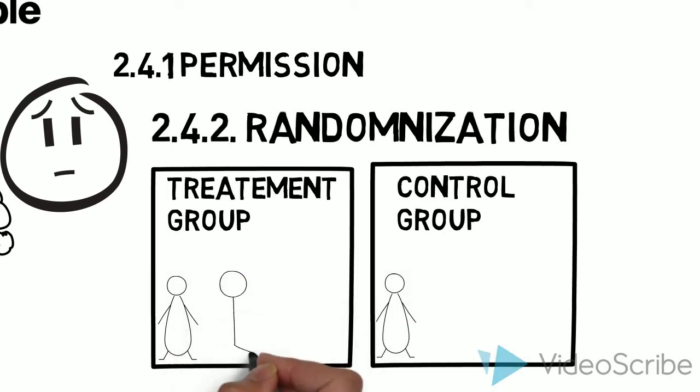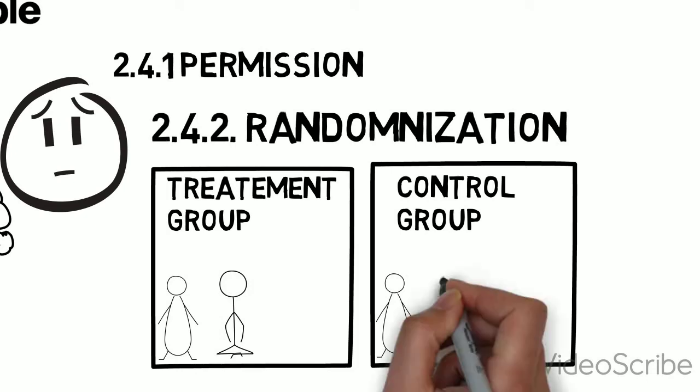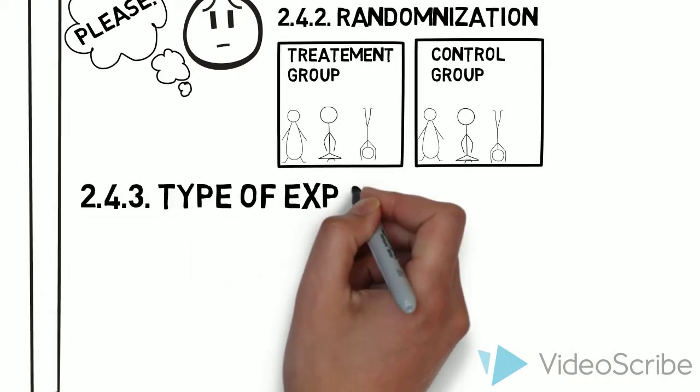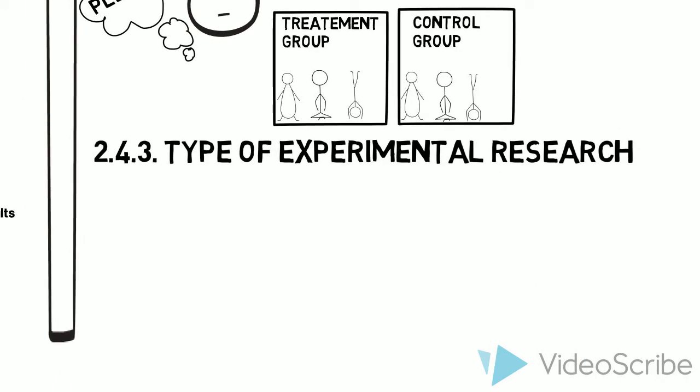As a researcher, you will need to make sure that both groups are composed of participants that are relatively the same. Once you've selected your population, you can decide the type of experiment you're going to conduct: pre-experimental, true experimental, or quasi-experimental.